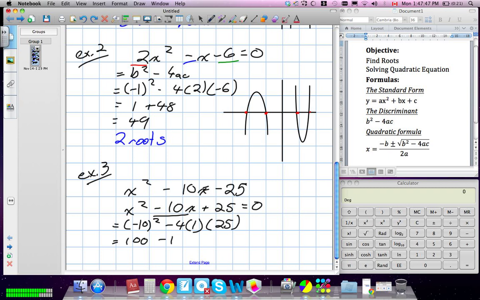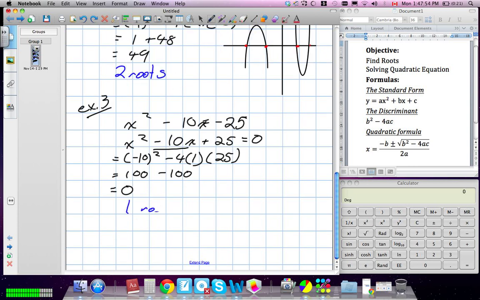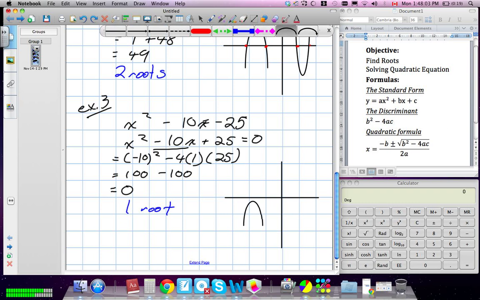And that means it's going to look something like this. We're going to have a quadratic where the vertex touches the x-axis. So the vertex is our x-intercept.